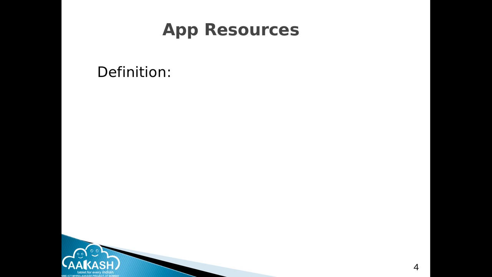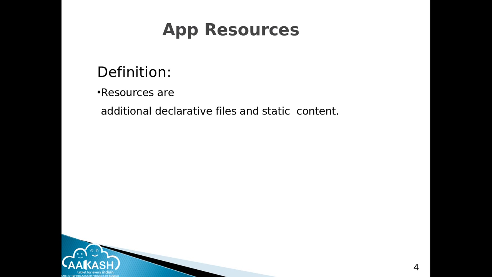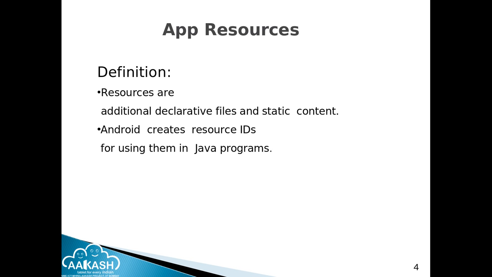Now first of all, app resources. What are app resources? Resources are additional declarative files and static contents. Means these are external files in which we declare our resources once and use them in our Java code or XML files at any time. But all the modifications for the resources will be saved during compilation in R.java and no changes occur at runtime. Android creates a resource ID for using them in our Java program. So for accessing resources, we need to refer to the R class file.